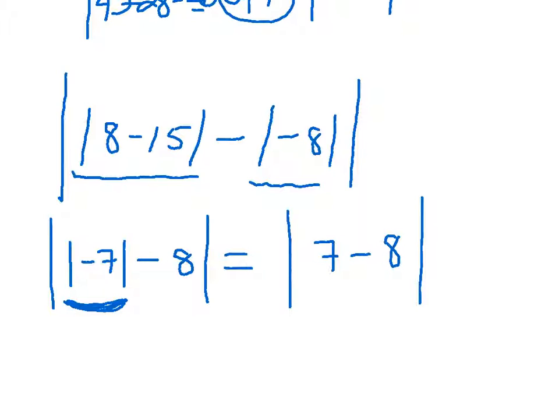So each time we go, we're just replacing one thing at a time. Now we need to do that subtraction. What is 7 take away 8? That is going to be -1. And finally, we can apply the absolute value sign to -1, which is just going to give us a +1.